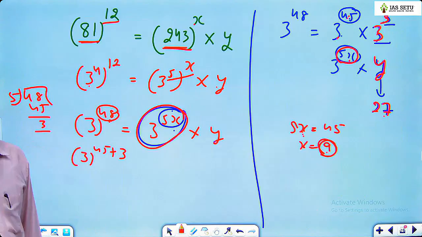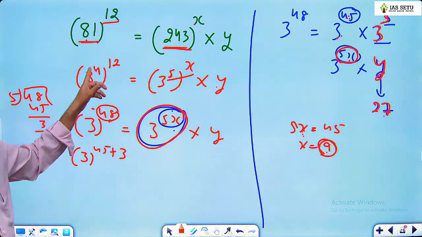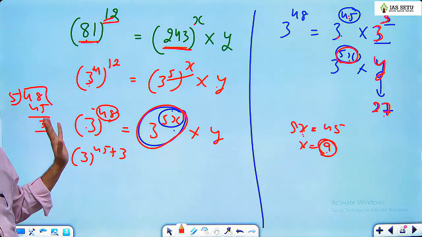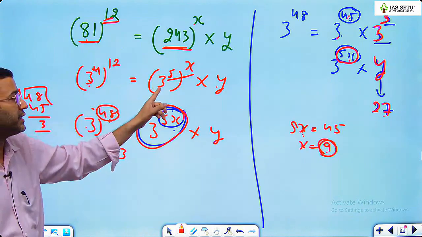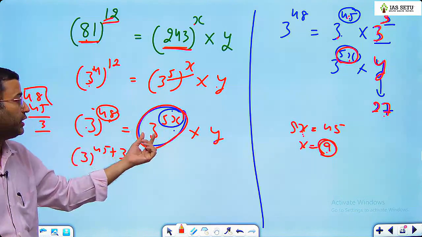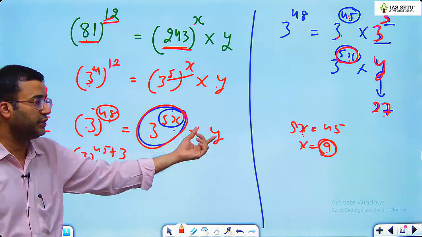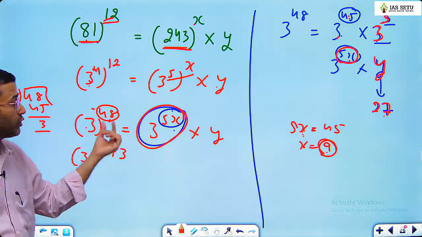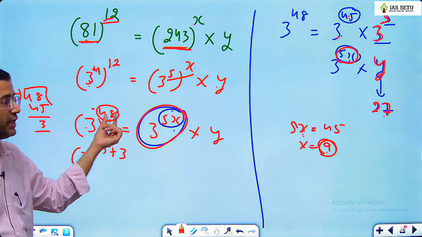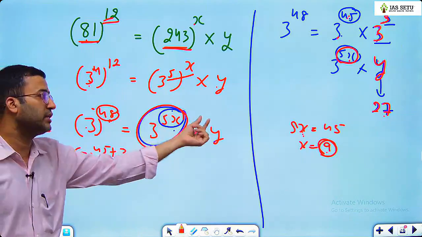थोड़ा डिफिकल्ट था, yes, I can understand this. 81, 3 is to power 4, then bracket 12. So left hand side value is 3 is to power 48. Right hand side is 3 is to power 5 bracket x into y. So here this is 3 is to power 5x into y. So we have to work on a combination in such a way that we can express 48 as a multiple of 5 plus extra power.